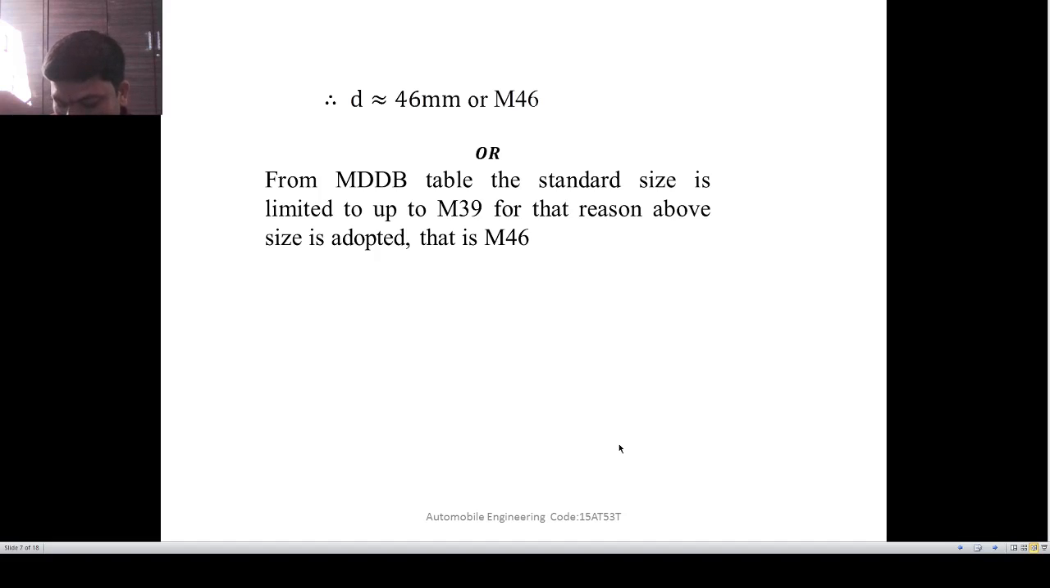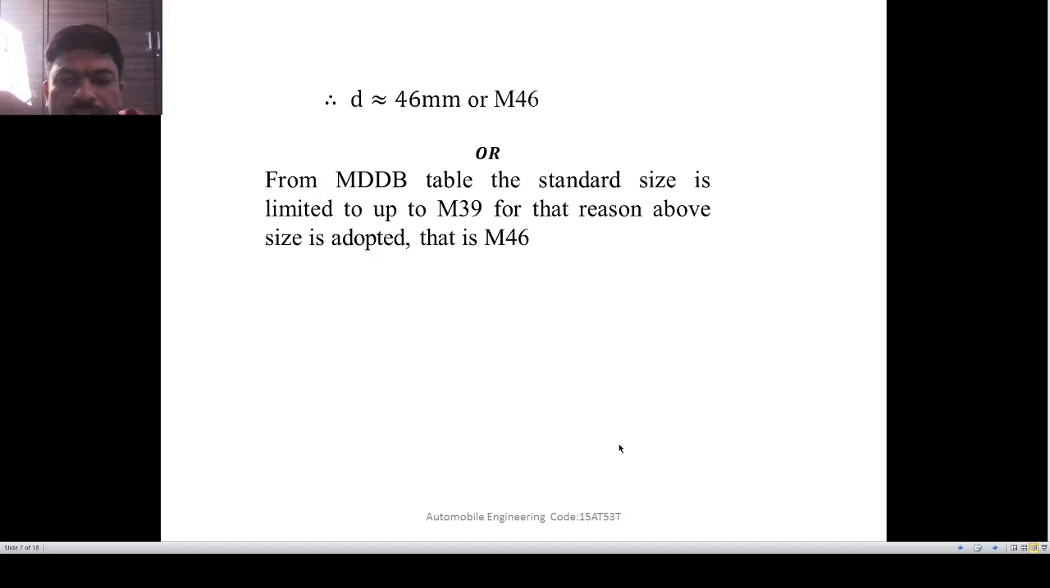So 38.6, that is the minor diameter. For that also you are getting nearly the same value, so you can round it to that. From the design data book, since we are using the coarse series for the bolts, we have kept the value the same, that is M46.